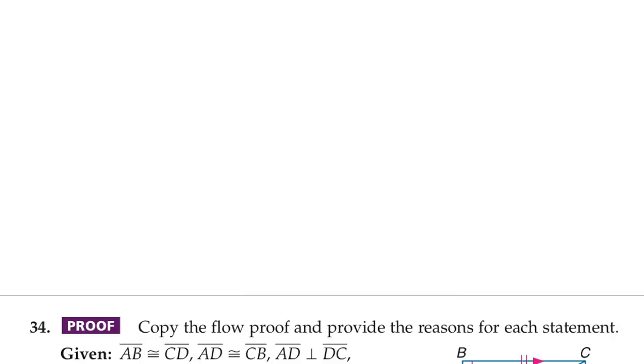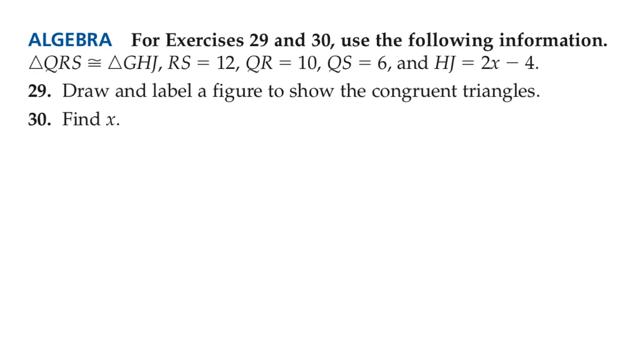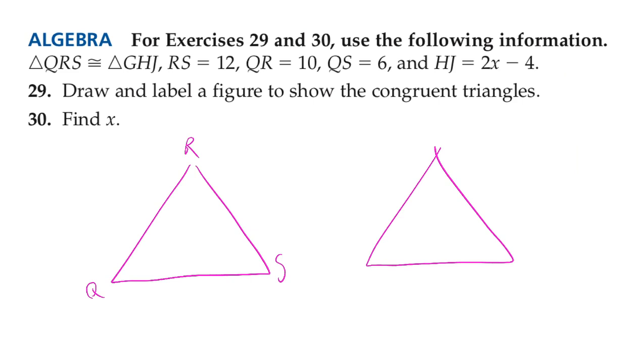All right, so let's do, I believe we're just doing two last questions here. So 29, we're given some information. Okay, we're given these two triangles. So I'm going to write it. So here's QRS. And then it's congruent to, and I'm going to put it in the same direction, right? So Q matched with G, R matched with H, and J matched with this. Okay, so let's put in what we know now.